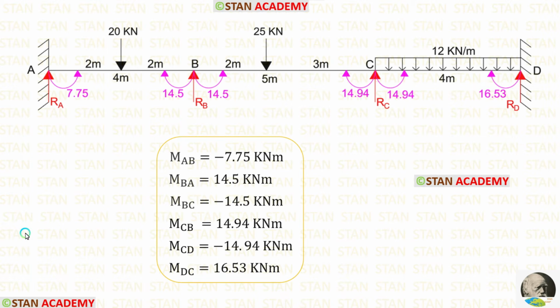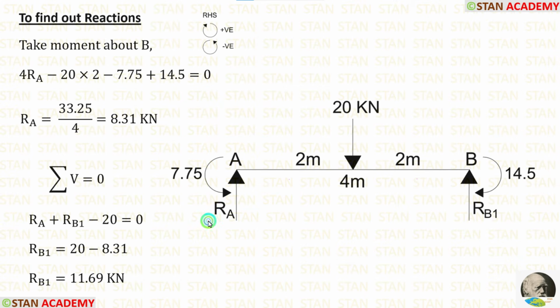Now, let us calculate the reactions. First, let us take the span AB and calculate the reactions. In the span AB, there are two moments, MAB, which is acting in the anticlockwise direction, and MBA, which is acting in the clockwise direction. In this span, first I am going to calculate RA.